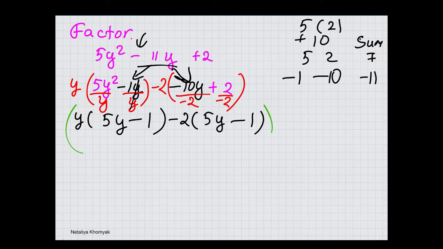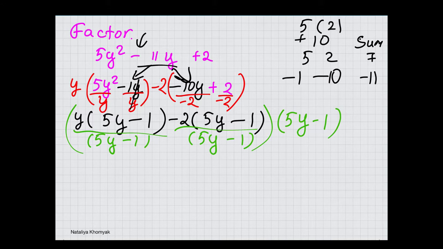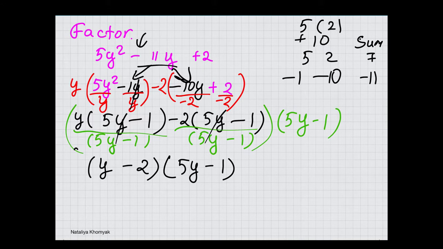Now we factor out the parentheses, so we get 5y minus 1 in this denominator, 5y minus 1 in this denominator. Whatever goes in the denominators goes on the outside. So this cancels, we have y minus 2 times 5y minus 1, and this is our solution.